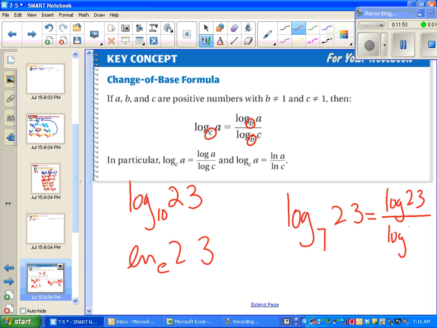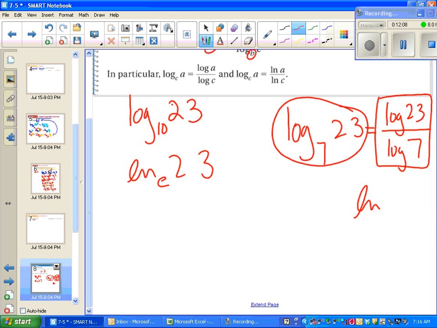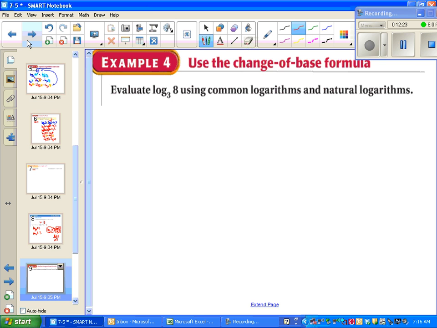If we don't have to use the log button, we should also be able to use the natural log button. Type that in our calculator. We'll get the same answer as if we used the log button. So our next example is going to be exploring that idea. It says evaluate log base 3 of 8 using common logs and natural logs. So we have two ways we can do this. We can type in our calculator log of 8 divided by log of 3, or you can type in your calculator natural log of 8 divided by natural log of 3.